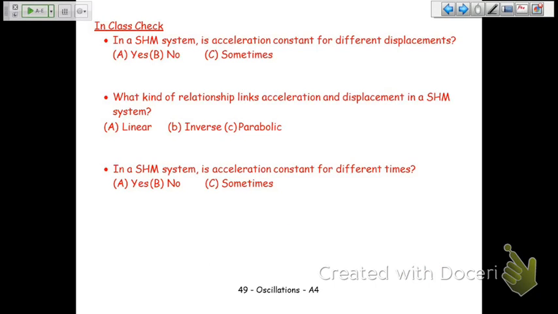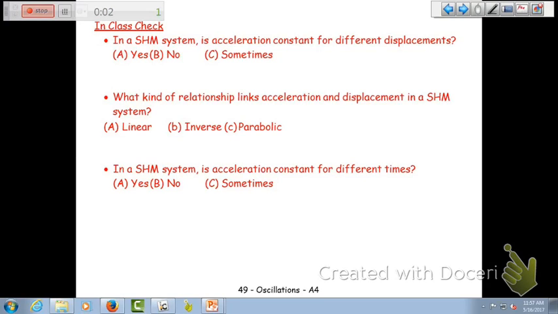In a simple harmonic motion system, is acceleration constant for different displacements? So I want you to think about what we've just said and answer that first question. You're anonymous. I have no interest in tracking you personally. I think that it's distracting. You'll know whether you have the right answer or not, but I want you to have a go. So 13 people have had a go. In simple harmonic motion, is acceleration constant for different displacements? That's the question. Got a question or comment?